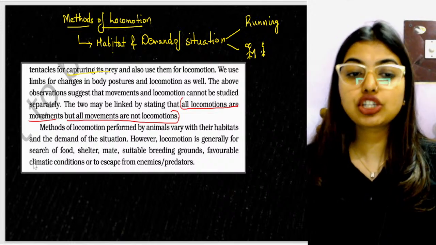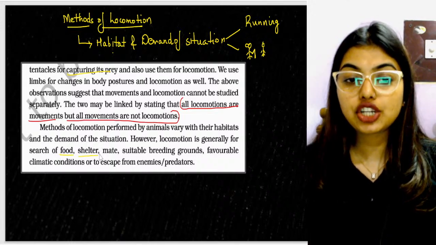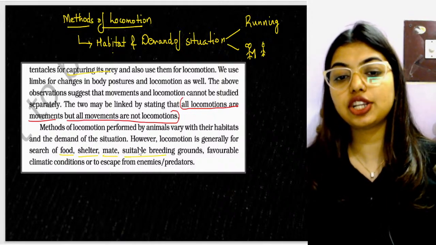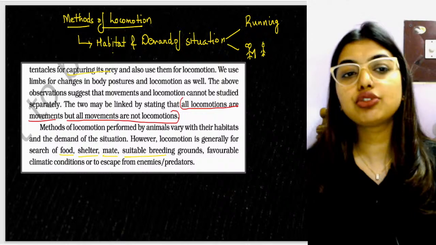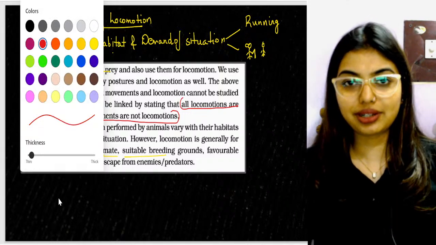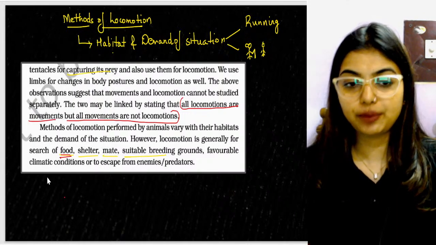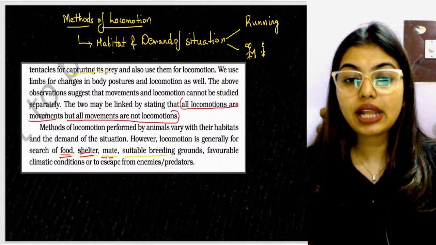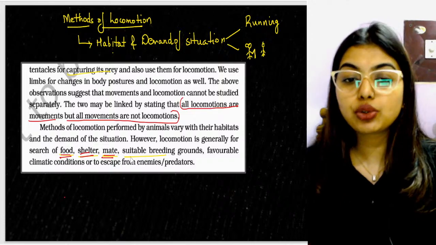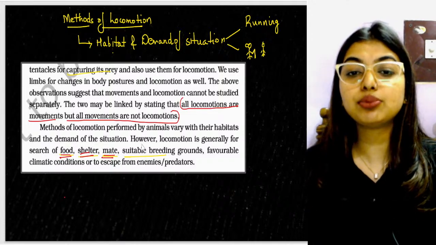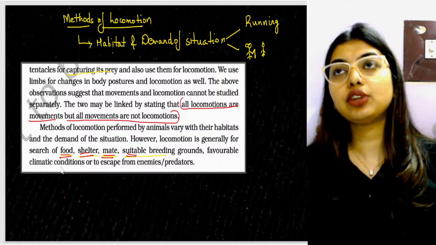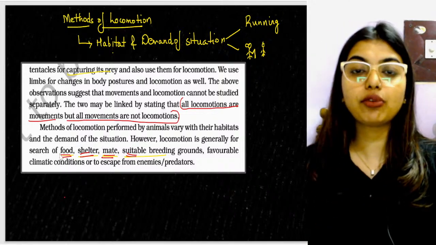However, locomotion is generally in search of food, shelter, mate, suitable breeding grounds, favorable climatic condition, or to escape from enemies. Now you tell me, why do we go to work? We go to work so we can buy food. We go to work so we can have our own shelter. We go to work so we can have a good partner for us. Similarly, animals move around for getting suitable breeding grounds. And why do people migrate?